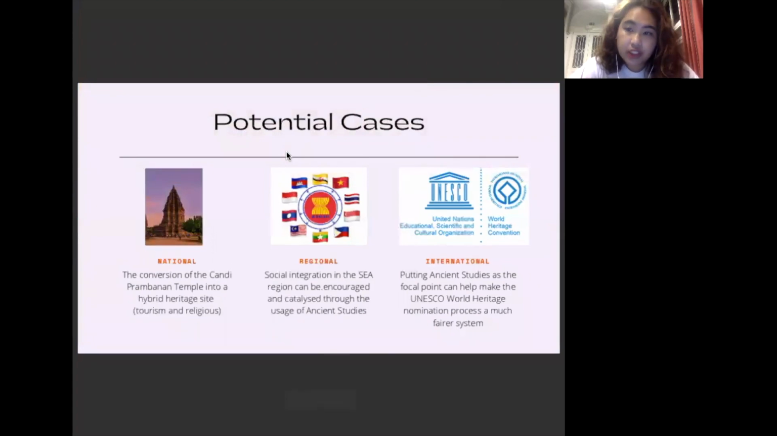Next, we talk about potential cases. Indonesia is one of the many examples of countries where there is untapped potential for ancient studies to collaborate with IR. Within the domestic scope, Indonesia can use the integration of international relations and ancient studies to help champion the conversion of the Candi Prambanan Temple in central Java into a hybrid heritage system. The system means that it would no longer be just a tourist site, but also a religious building, true to its antique use from the 8th century.